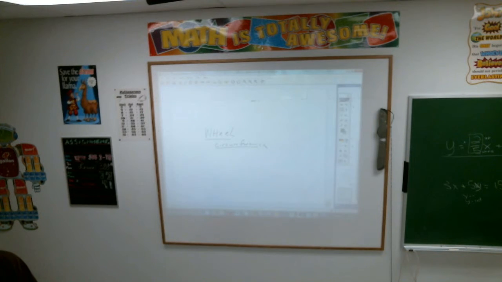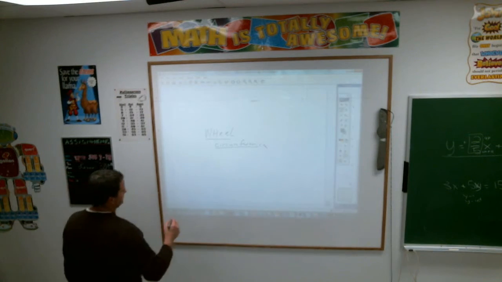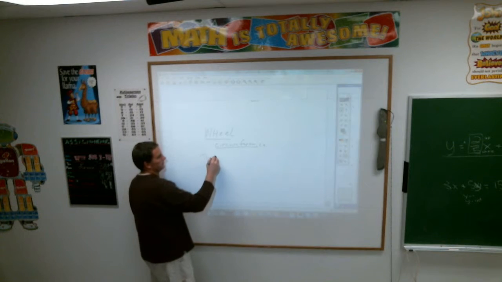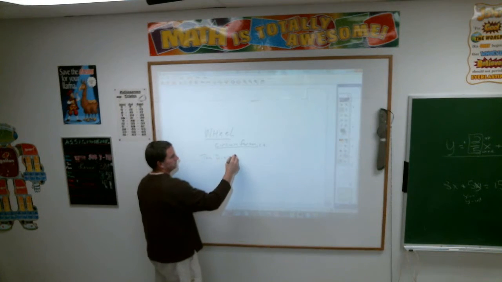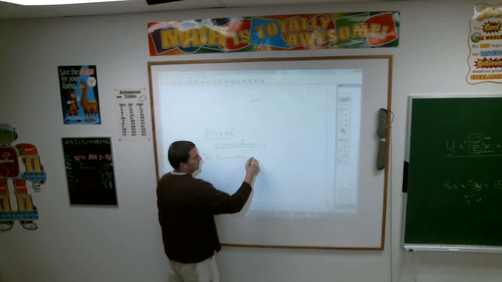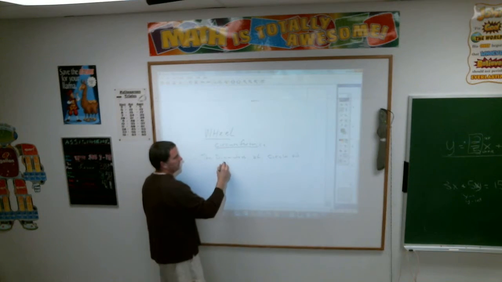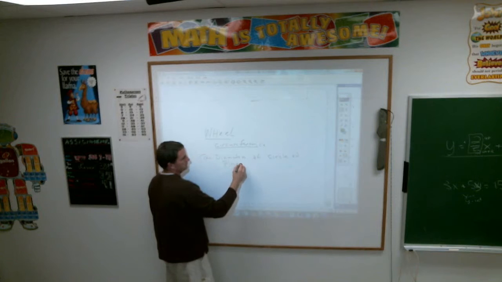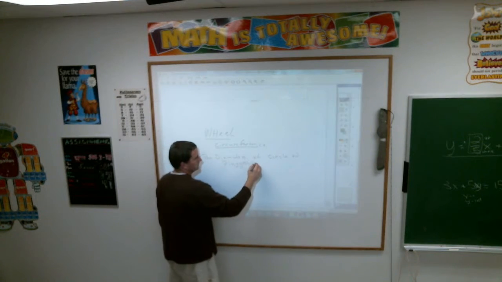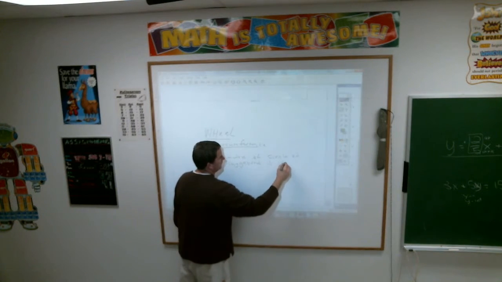So here's an example. The diameter of a circle on a playground is 12 feet.